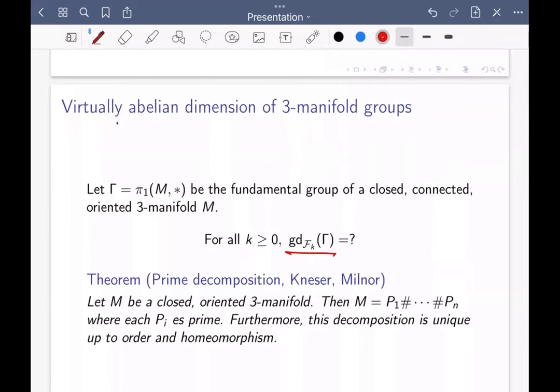Before giving the answer, I need the following theorem, the prime decomposition. Let M be a closed oriented three-manifold. Then M is homeomorphic to a connected sum of prime manifolds P1 through Pn. This decomposition is unique up to order and homeomorphism. This is useful because, for example, the fundamental group of M is isomorphic to the free product of the fundamental groups of the pieces.